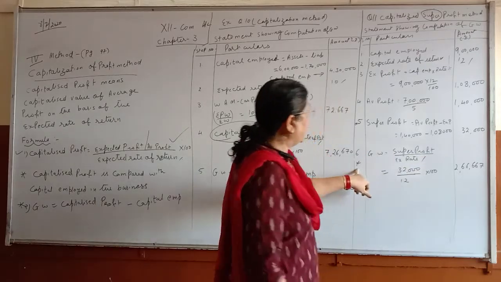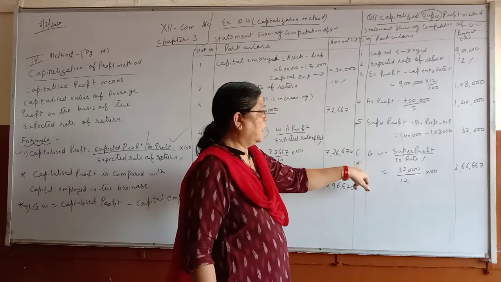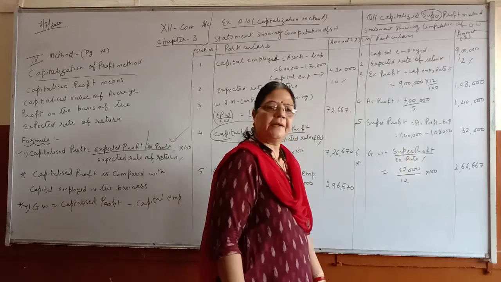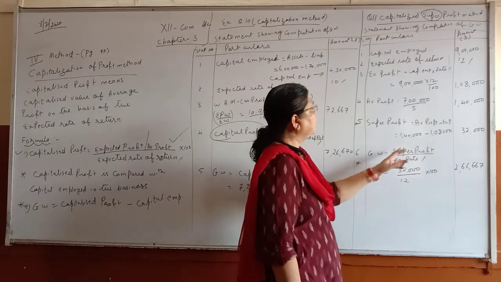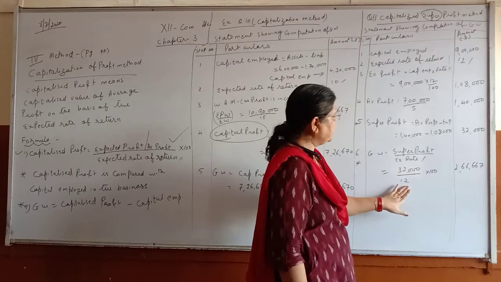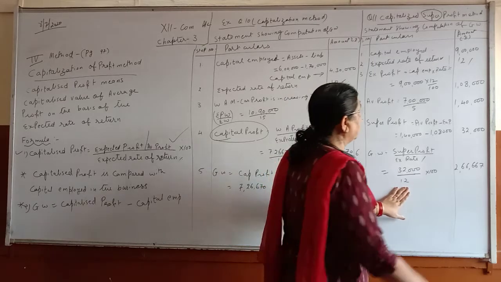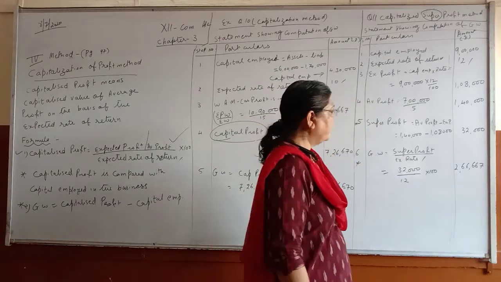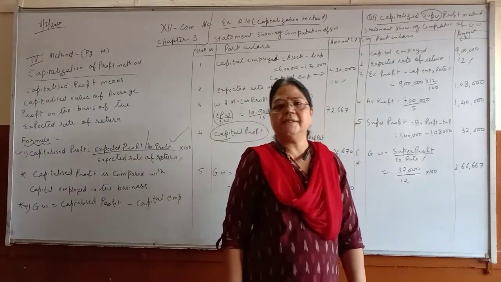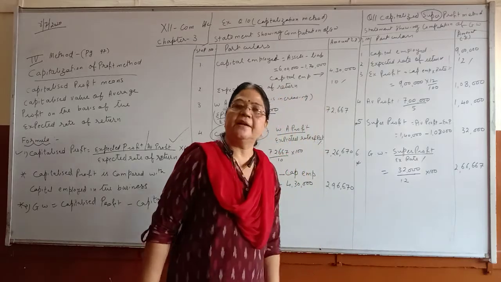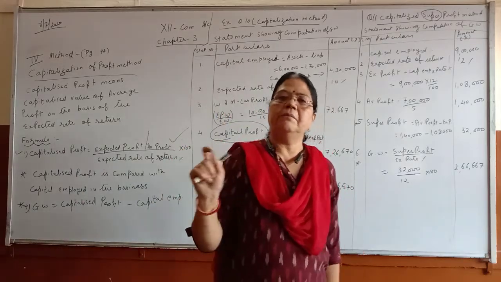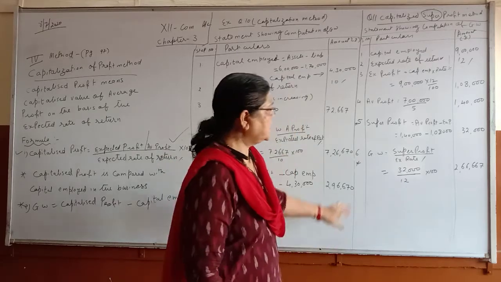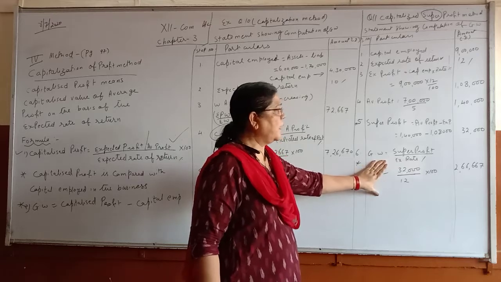Now goodwill. This is the marks star for this. The formula which we are going to use here is super profit upon expected rate percentage. So our super profit is 32,000 and expected rate of profit was how much? 12%. So multiply by 100. Here the value of goodwill will be 2,66,667. You will get some decimal point, but we will make the round figure. So this is about one new formula which we are going to use.